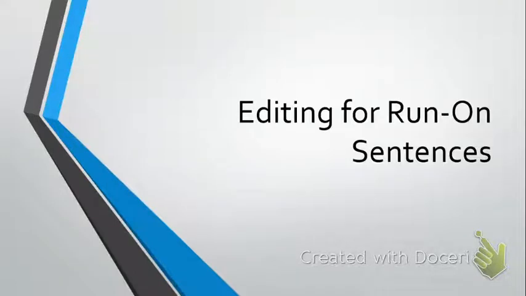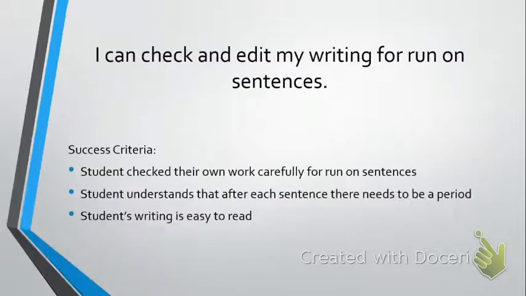So for today, for writing, we are going to work on editing run-on sentences. Our learning target is I can check and edit my writing for run-on sentences. And our success criteria, the things we want you to be able to do, is check your work carefully for run-on sentences. That you understand that after each sentence there needs to be a period or some sort of punctuation mark. And that your writing is easy to read.